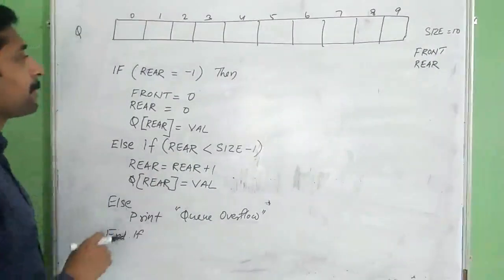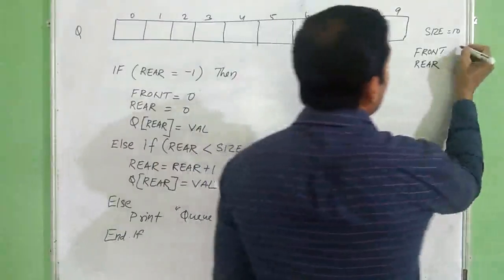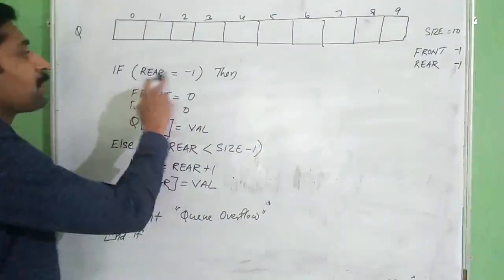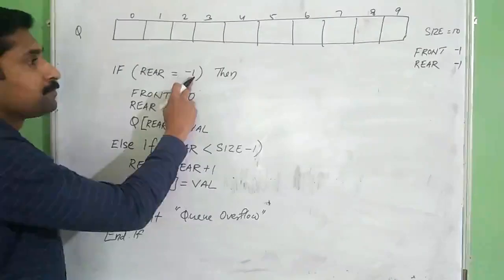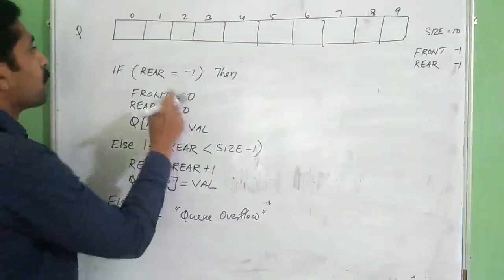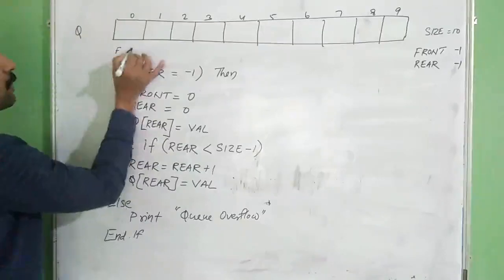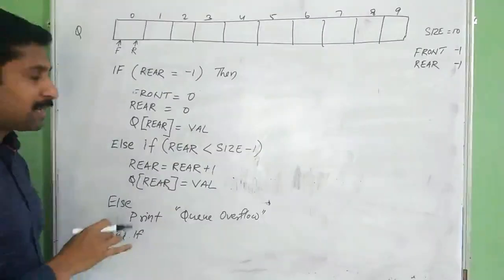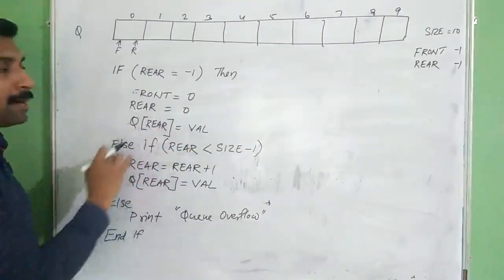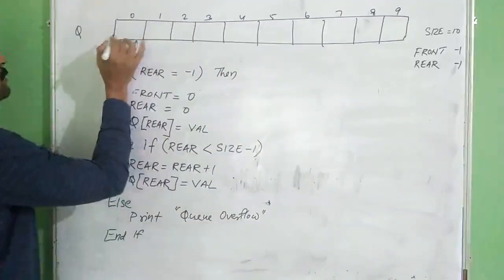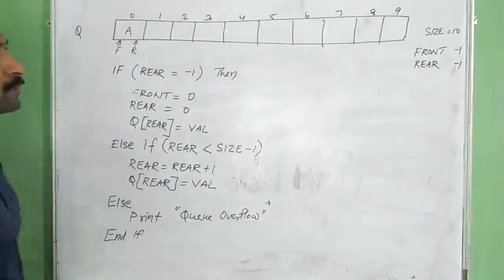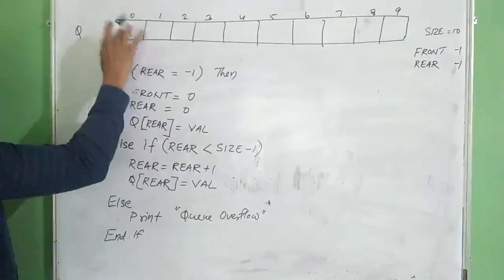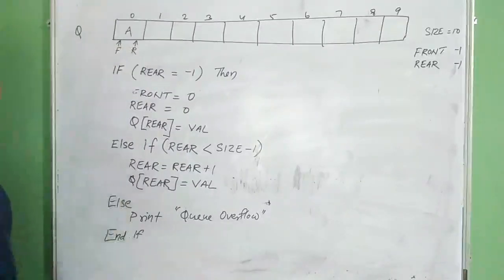So let us check. Here initially front equal to -1 and rear equal to -1. There is no item in the queue. So if rear equal to -1, yes, then front equal to 0, rear equal to 0. Here front as well as rear is 0. That is the initialization. Q of rear equal to val. Suppose the item into the queue is say A. You are adding A into the queue. So that is added. Only one item in the queue, front and rear are the same.